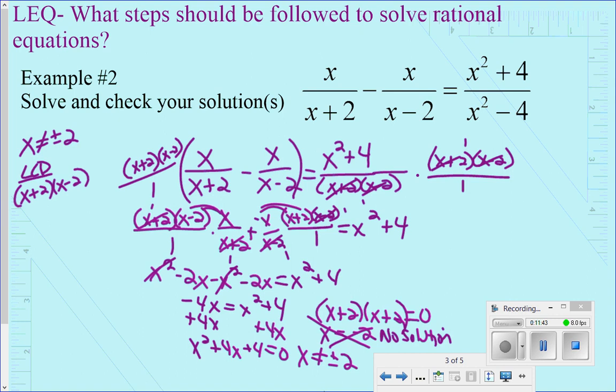Sometimes maybe one is on the restriction list and the other's not, in which case you would cross the one off and circle the other. And sometimes maybe neither are on the restriction list, in which case both would be solutions. So just keep in mind that's going to depend on the problem. But in this case, we only got one answer and it was on the restriction list, therefore we have no solution.